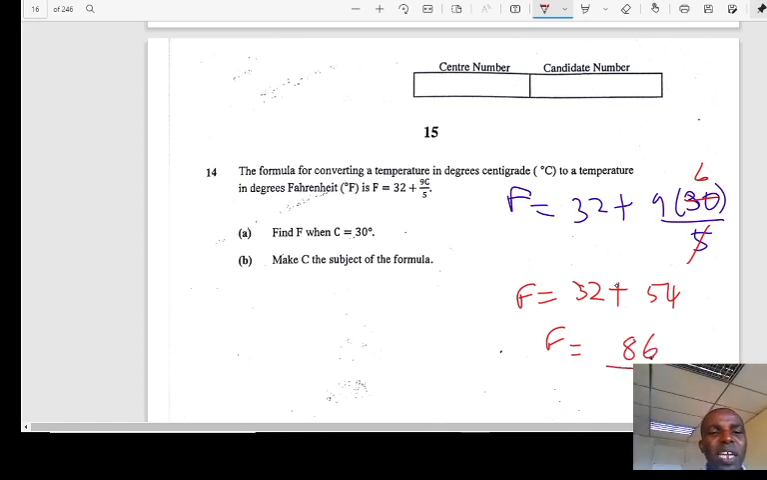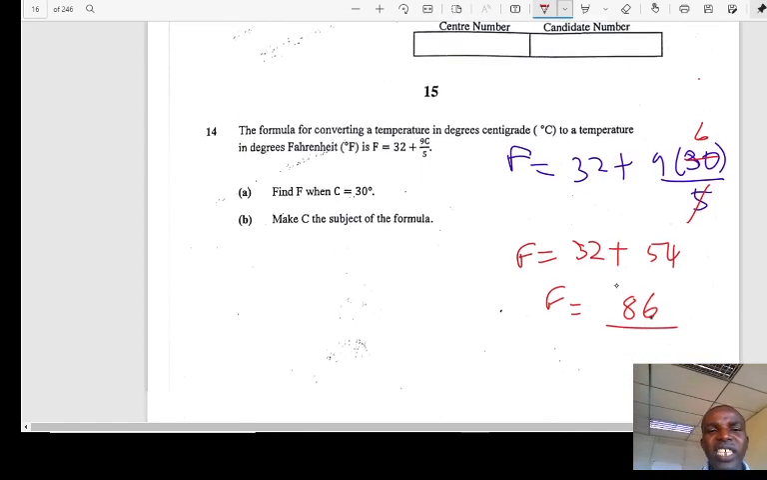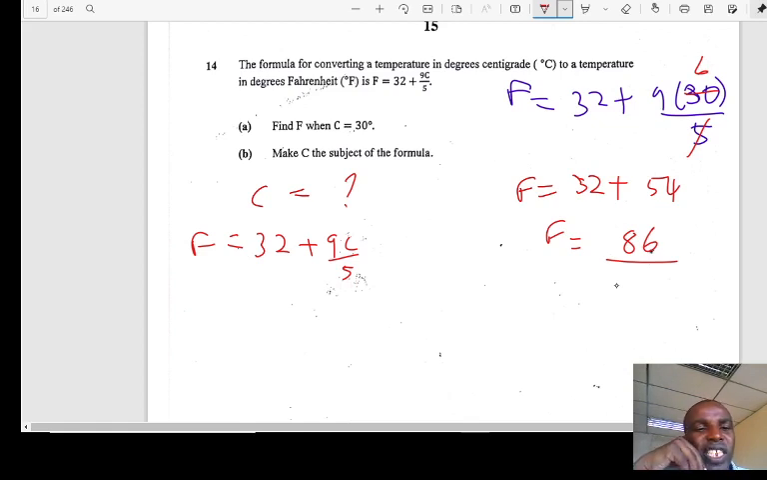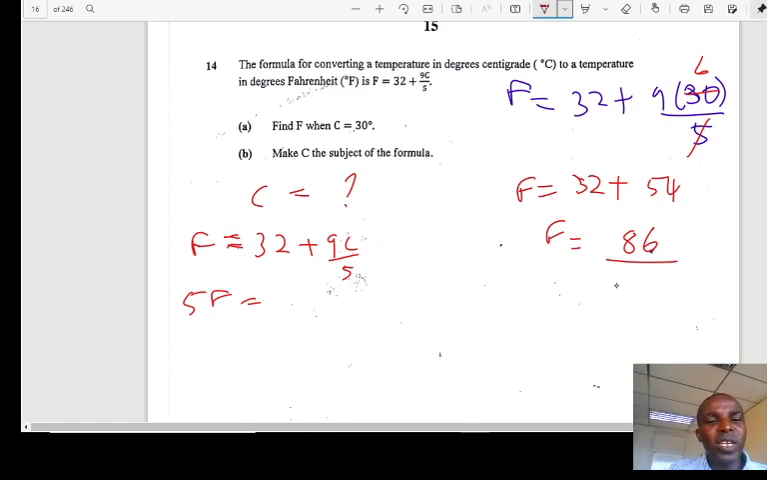Done. Next, part b, make C the subject of the formula. Alright. To make C the subject, it must be left like C is equal to something. So you write F is equal to 32 plus 9C over 5. Right. First, deal with this one the same way you deal with equations with fractions. There's a denominator 5 there. So multiply everything by 5 to get rid of the denominator 5. So it will be 5F here is equal to, this one will be 32 by 5.